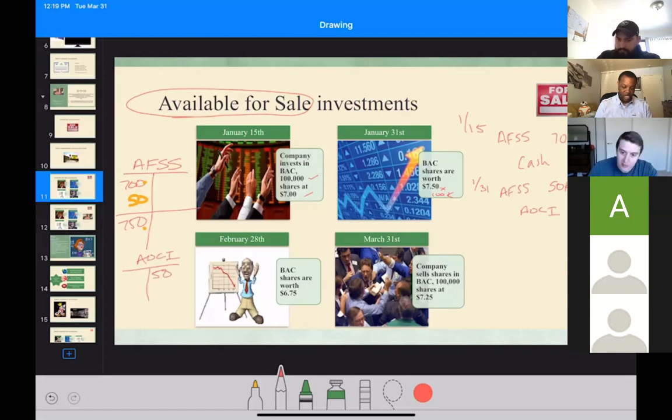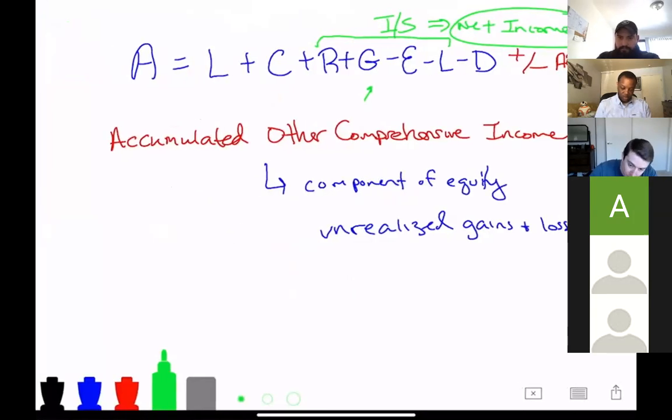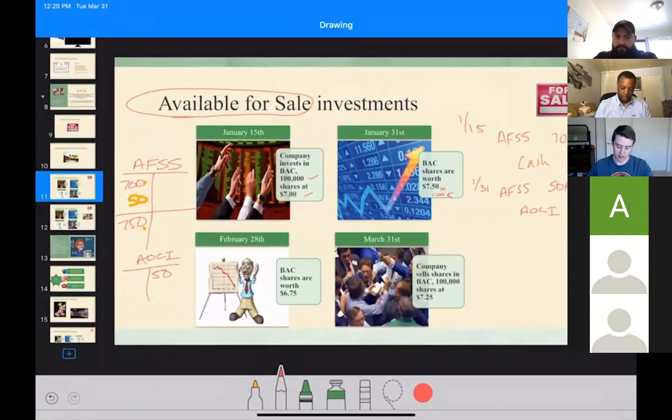And I think Madison was asking the question about how this works. So remember, assets equals liabilities plus owner's equity. So when I credit anything in owner's equity, it's making my owner's equity go up, just like my asset is going up. Questions?